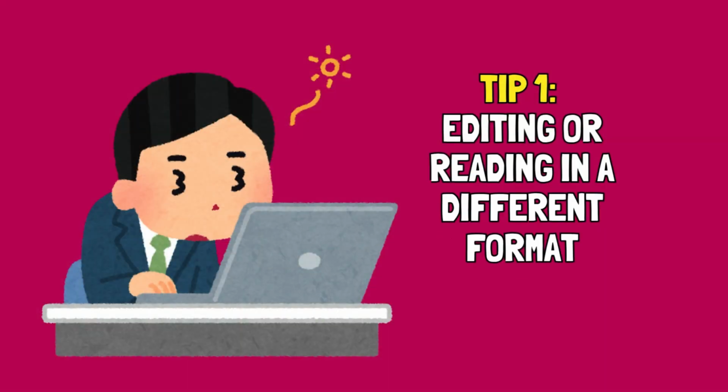Tip 1. Editing or reading in a different format. Changing the format in which you read your work, such as printing it out or viewing it on a different device, can provide a fresh perspective and help you spot errors or awkward phrasing that you might have missed on the original screen. This shift in format can reveal inconsistencies in layout, flow, and style that are not as noticeable in the familiar format, ultimately leading to a more polished final product.